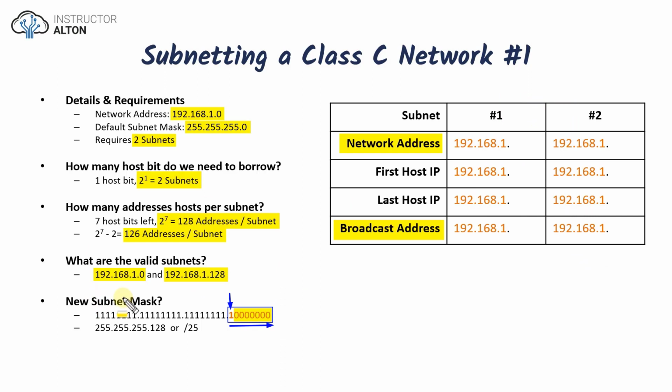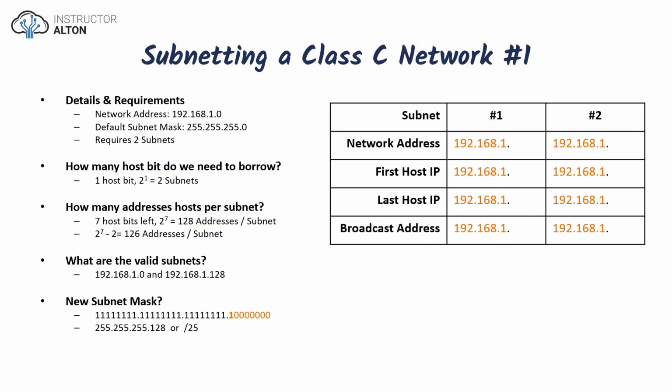And then lastly, what's the new subnet mask? We started off with this one right here, but remember, we borrowed this 1 bit. So we have to do that math: 128 plus 64 plus 32. Well, we only borrowed 1, so it's 128. This is going to change in the last octet from 0 to 128. Or we can simply call it a /25 because we have 8 plus 8 plus 8 plus 1 equals a /25. So let's go ahead and fill this out.